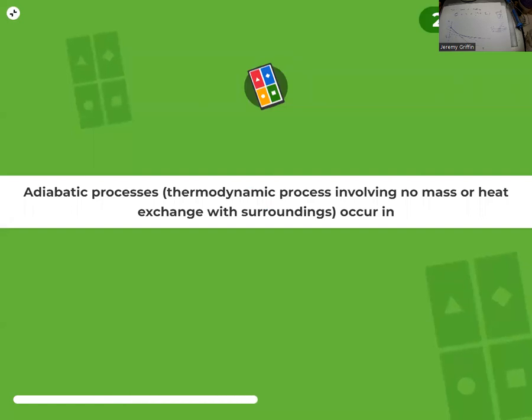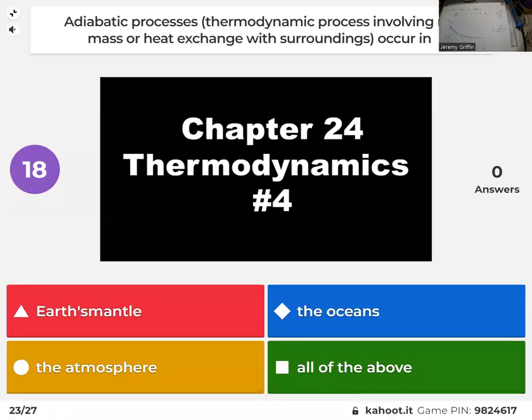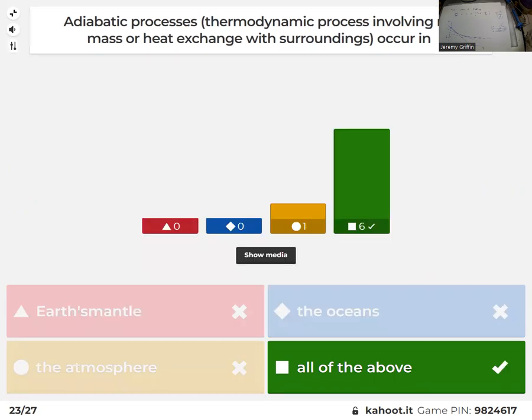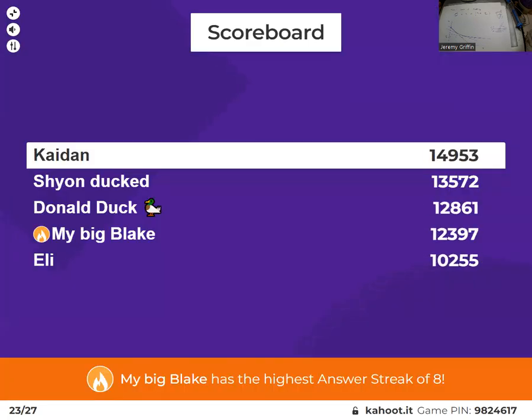Adiabatic processes, which are processes that involve no mass or heat exchange with surroundings, occur in... Where do you think some good approximations of these adiabatic processes happen? Yeah, all the above. Both those would happen. Could be approximately closed systems, some kind of thermodynamic process going on.